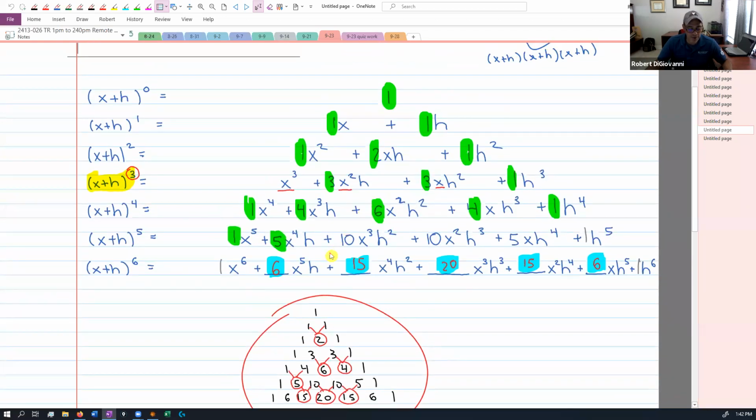So the pattern was that if you have x plus h to a power, let's say 6, if we looked at what's happening to the x's, we'll start with x to the 6th, then x to the 5th, 4th, 3rd, squared, x, gone, right? That was the pattern. The powers start to drop off. With the h's, we don't have an h, there's an h squared, h cubed, h to the 4th, h to the 6th, right? It builds up, yes? Then the numbers, all these numbers came from that Pascal's triangle thing right here, right?